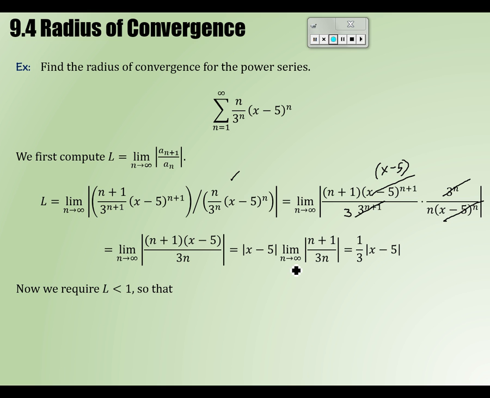Now, again, if we want this thing to be a convergent series, let's pretend that it is convergent for a second, right? That would mean we require that big L, this thing here, 1/3 times the absolute value of x minus 5, be less than 1, right? And if that's the case, then what are we really requiring? We're requiring that the absolute value of x minus 5 is less than 3, and we have just found the radius of convergence, right? Does that make sense?